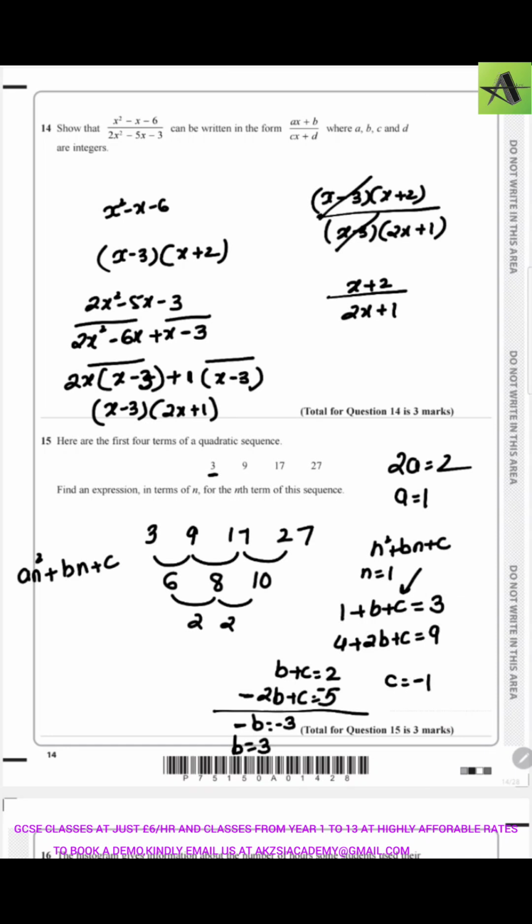Now I have a, b, c. I just need to write it down finally. So a is 1. This is my standard equation. So a is 1, b is 3, and c is negative 1. So the final answer is n squared plus 3n minus 1. There is another way as well, in which you write the n series, then the original series, then subtract. That's a very long and confusing method. So this is much more preferable according to me.